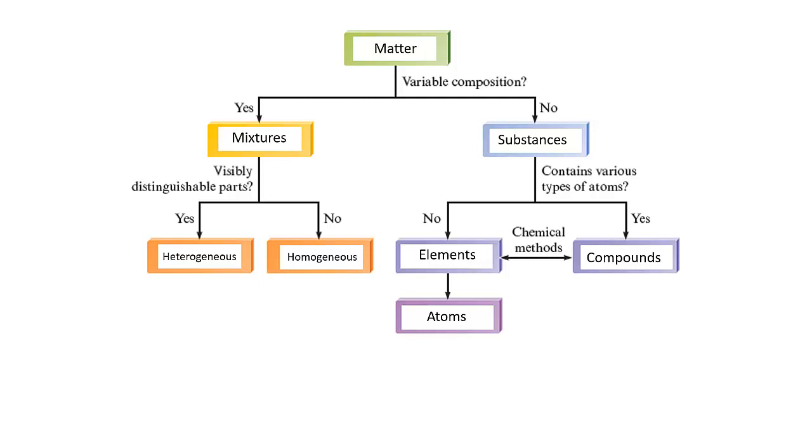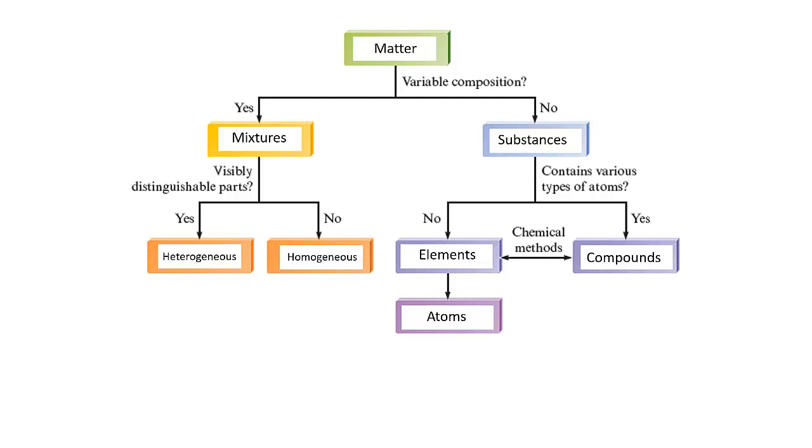But then you ask the question, is it variable in composition? Meaning, is it made out of one substance or multiple? If it's got multiple things, then it is a mixture. If it only has one thing, then it's a substance, or a pure substance is another way of talking about it. Then within mixtures, if you have visibly distinguishable parts, it's heterogeneous. If it's not visibly distinguishable, which means you look at it and it all looks uniform, it's homogeneous.